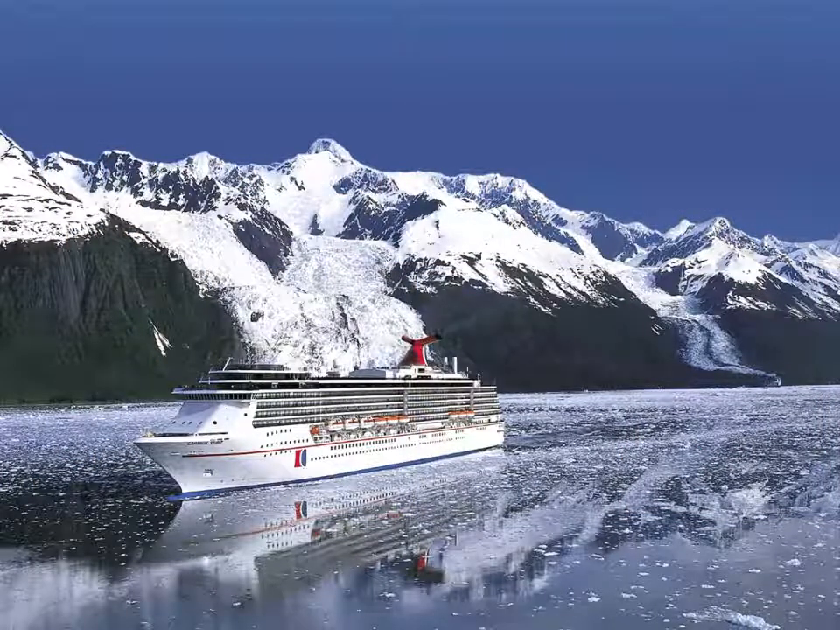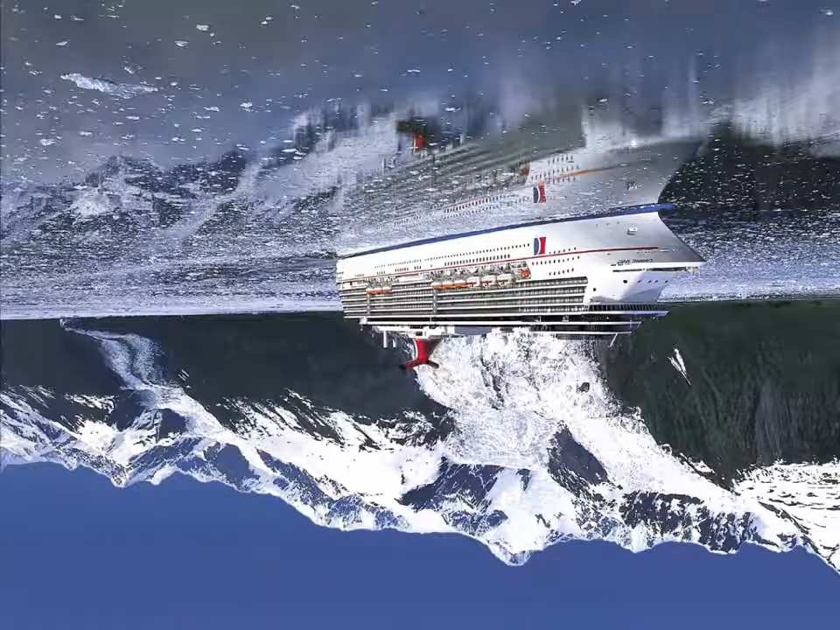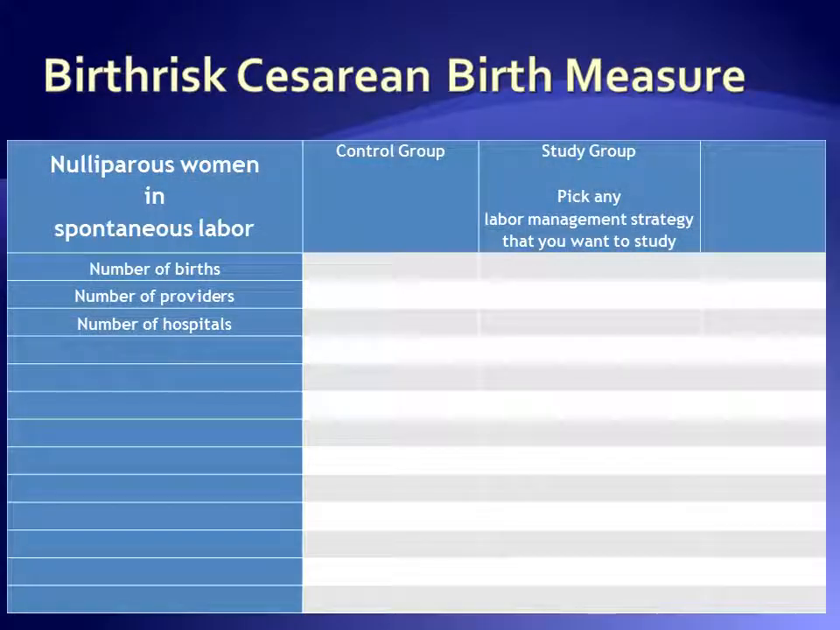Unfortunately, now that you are aware of how important the concept of inherent risk can be and how it is used to create the Birthrisk Cesarean Birth Measure, it is time to turn some of your current thinking upside down. Prior to the Birthrisk Cesarean Birth Measure, obstetrical care providers determined the effect of a labor management strategy by conducting a scientific study where similar groups of women were used and where only one group was exposed to the labor management strategy that you wanted to study.